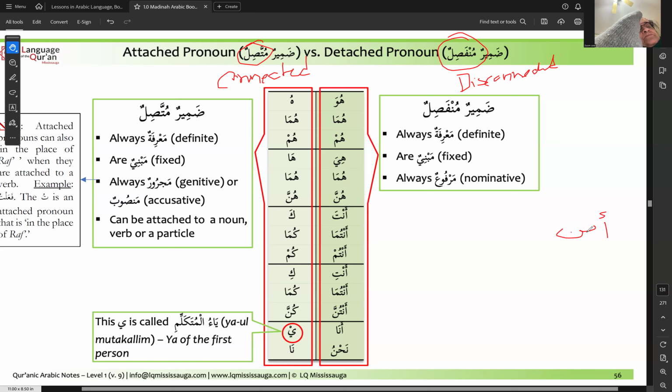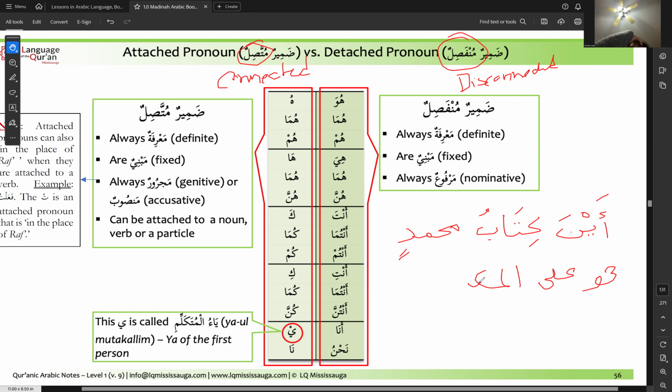أين كتاب محمد؟ أين كتاب محمد? If I want to say it is, what do I say? هو or هي? هو على المكتب. هو على المكتب.